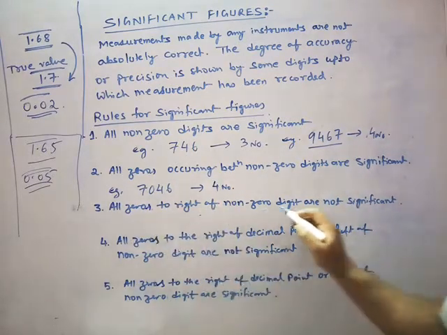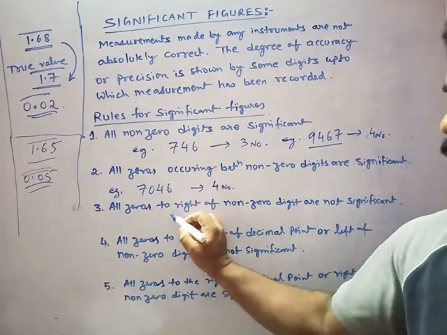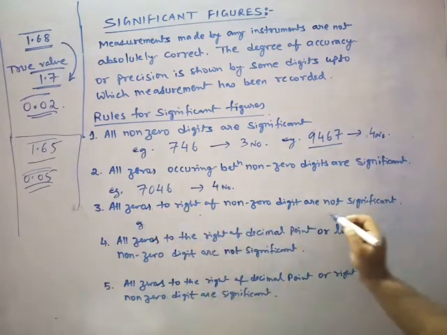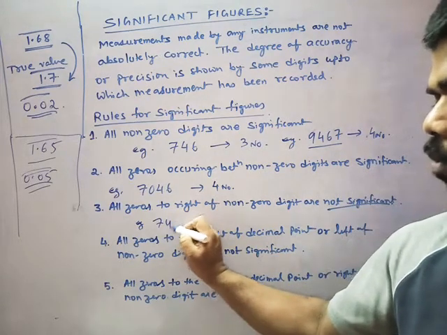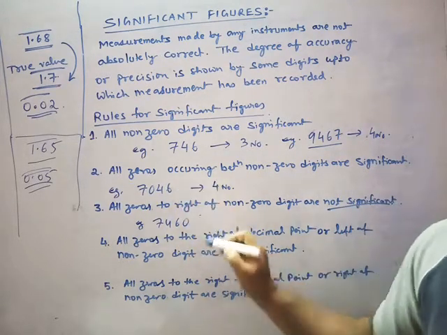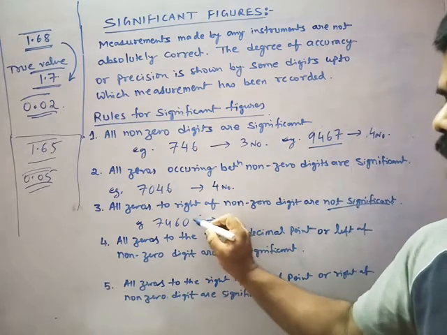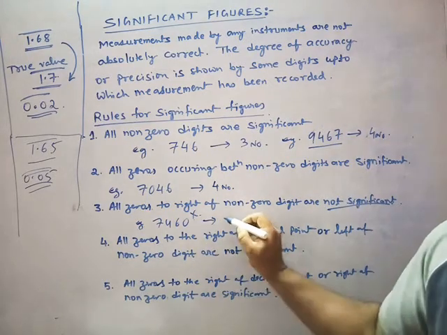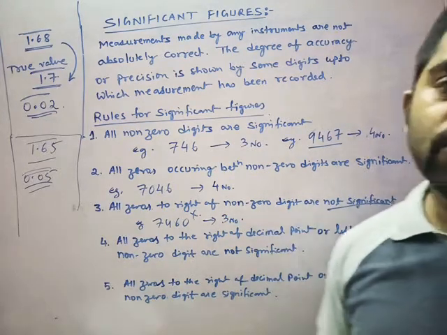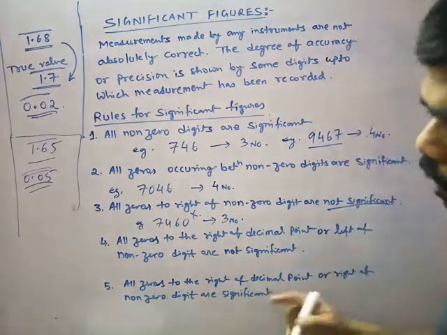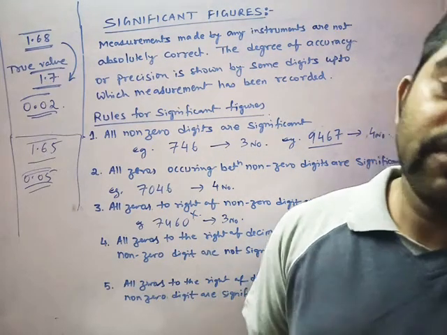All zeros to the right of the non-zero digits are, suppose example, not significant. So keep it in mind, not. The 7, 4, 6, 0. 0 को अगर मैं right side में रख देता हूँ, so it will not be counted as a number. So I will say this is only 3 number, 3 significant figure. You know why it is? Because इसमें और एक चीज़ आता है which I have not written here. I will show you this.